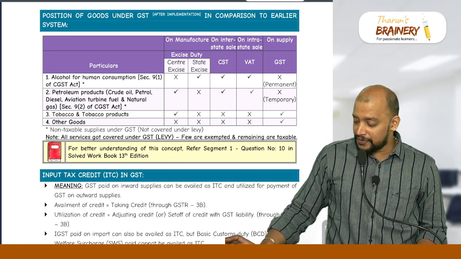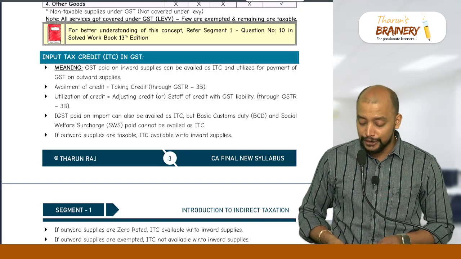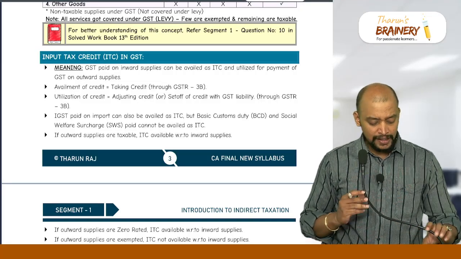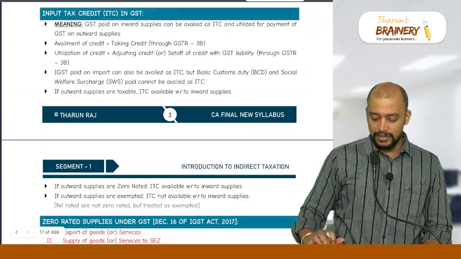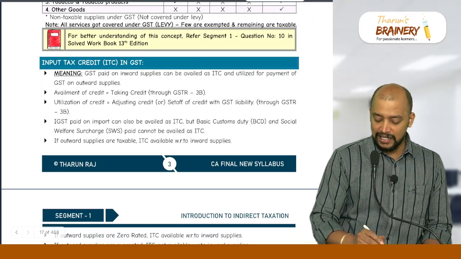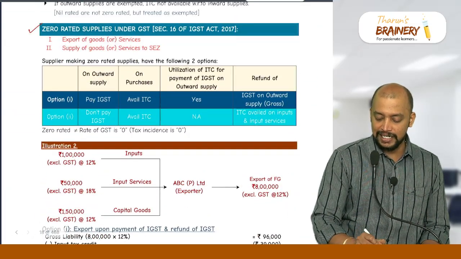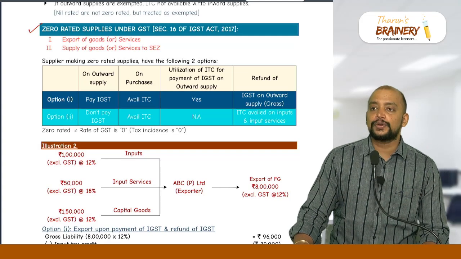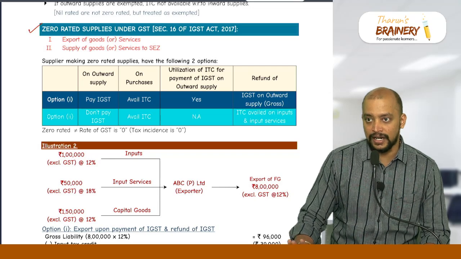Fine. So continue with this input tax credit. See, this input tax credit and zero rated supply, these are the two concepts which you need to know in this segment 1, but others are not there. Just put a tick to this input tax credit and zero rated supplies. These are the only two areas which you need to read, and the remaining are not required.